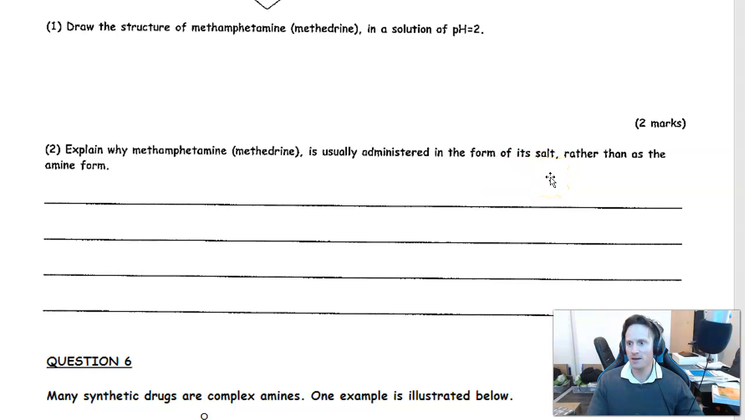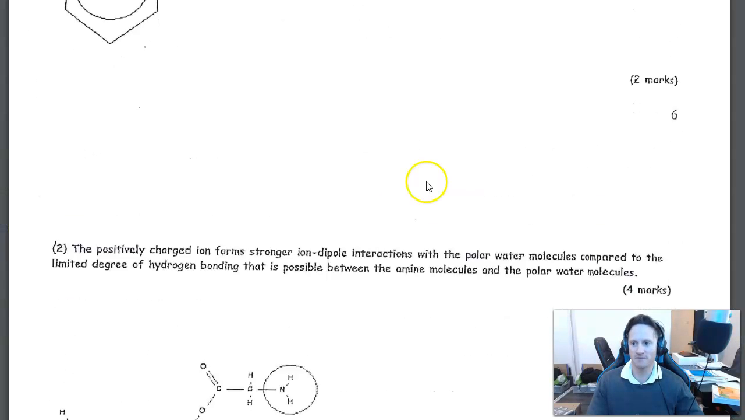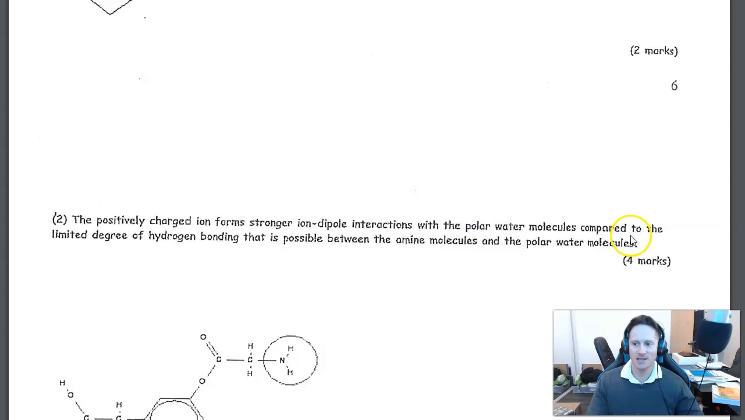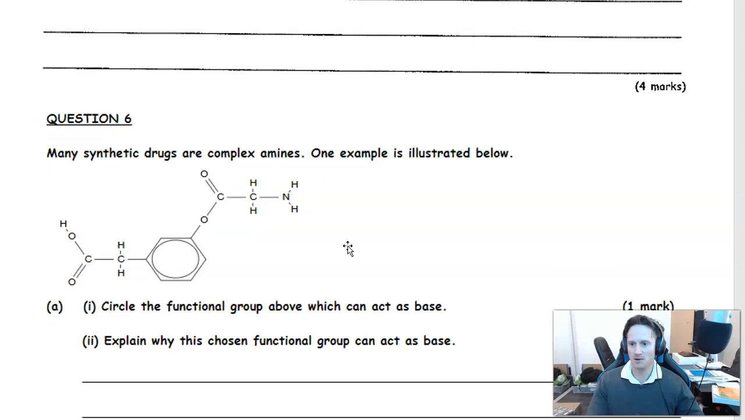We talked about that looking at carboxylic acids as well, how they can be administered in the form of a salt. So that was kind of like a segue into that. So that's where you get that information from, okay? And you want to talk about hydrogen bonding as the alternative. Like, that's not as good. So that's why it's administered in the form of its salt.